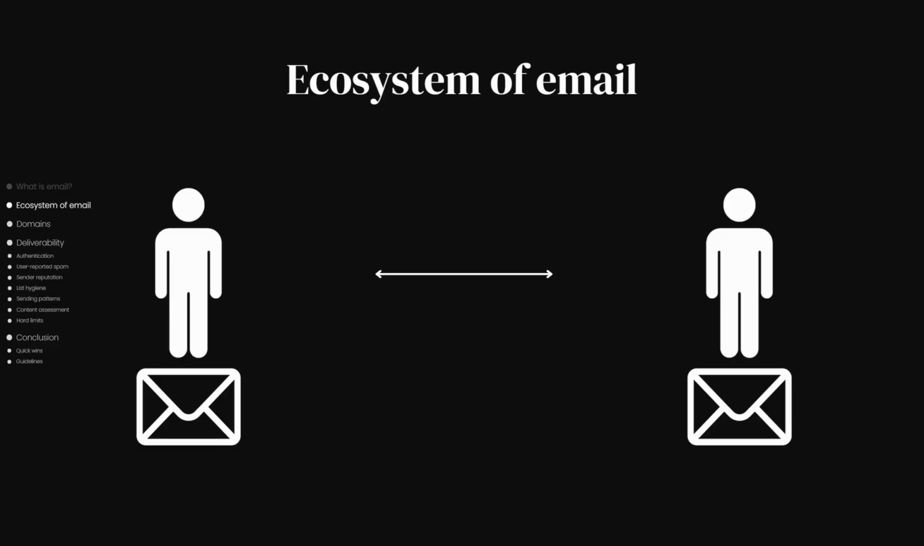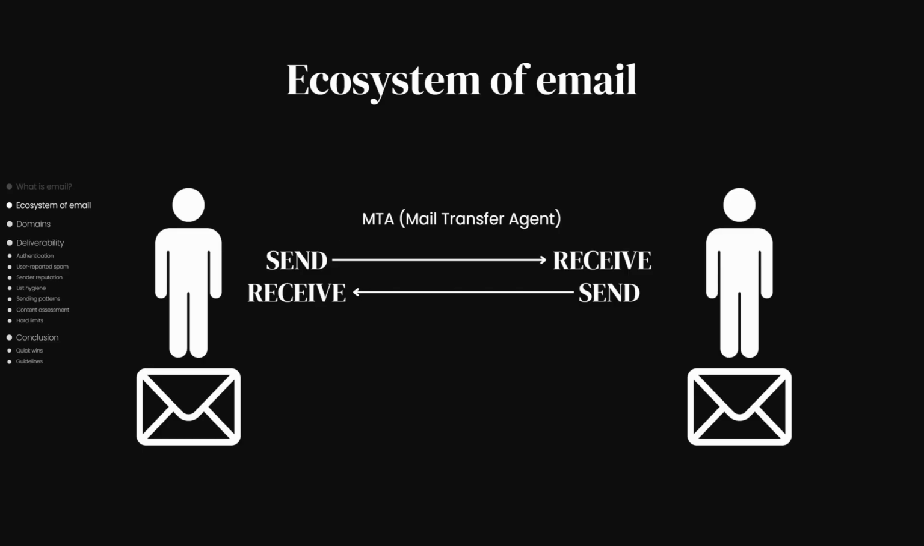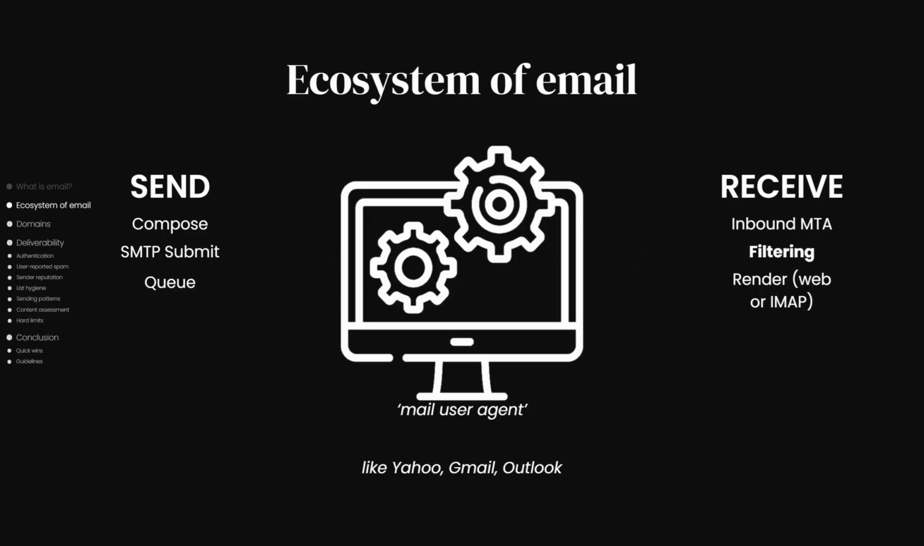Now, if you want to send to them, you need mailboxes to send and receive these kinds of letters. And this is what SMTP is, essentially, Simple Mail Transfer Protocol. You have services which use mail transfer agents, MTAs, to send and receive letters on both ends. So in a bit more detail, what this looks like for you is you can send emails, compose them, submit them, and queue them to be sent, and you can receive them with inbound MTAs, filtering and rendering them inside of your MUA. MUA basically means your mail user agent. That's literally what you access the mail through: Yahoo, Google, Outlook.